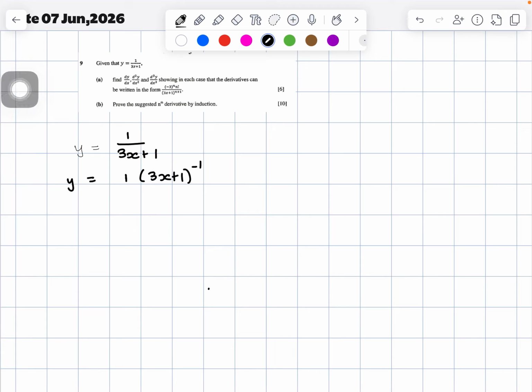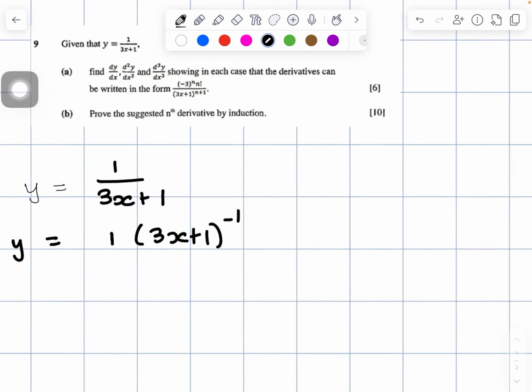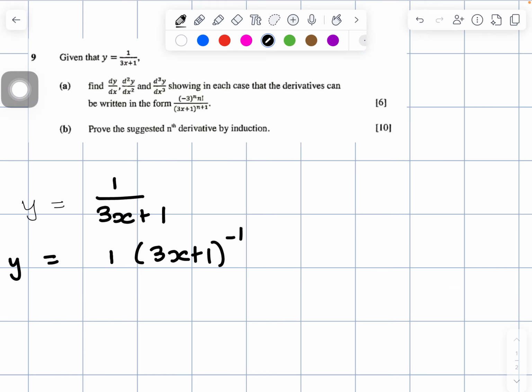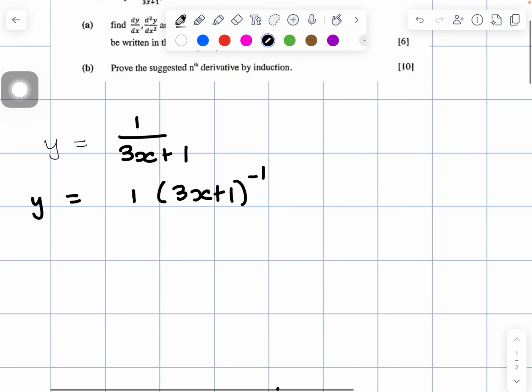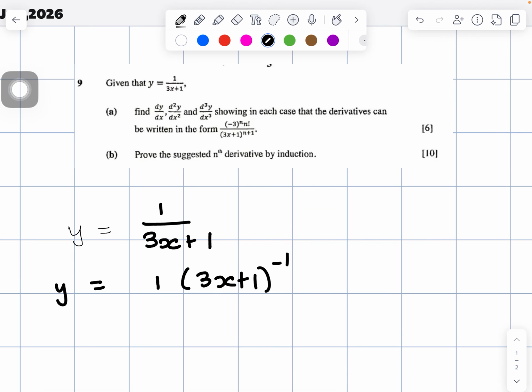Welcome. We've been given that y equals 1 over 3x plus 1, and we're supposed to find the first, second, and third derivatives, and represent them in the form minus 3 to the power n, n factorial, over 3x plus 1 to the power n plus 1. So n is a constant, right?